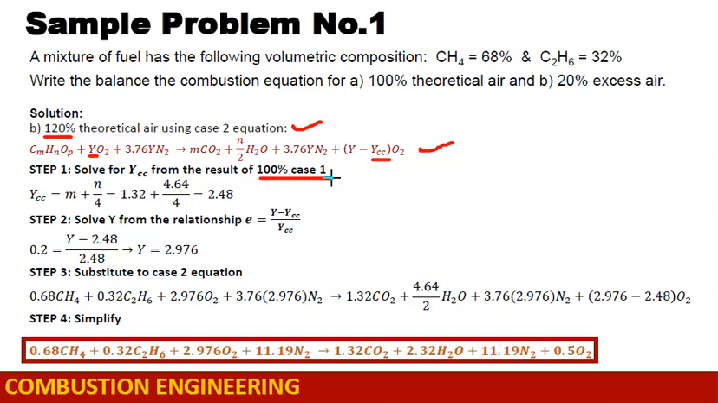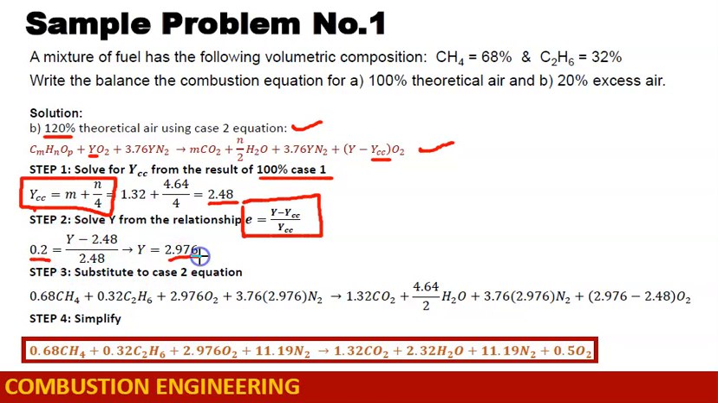YCC, or the chemically correct number of moles, is available in the first equation, and that is the formula M plus N over 4. Substituting the value of M plus N over 4, our YCC is 2.48. So the only unknown left is Y. We have a relationship between Y and YCC in this form, so from that we can solve for the value of Y since E is given. This is the excess air, so the excess air is 20% or 0.2. Substituting the value of YCC, we can solve for Y.